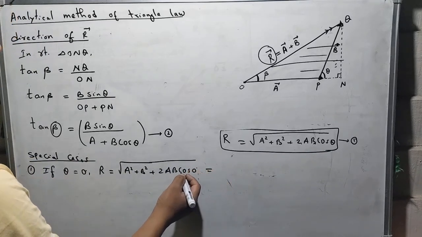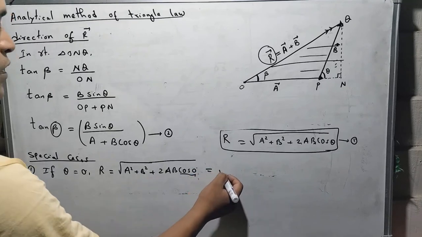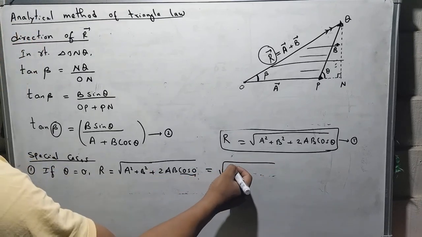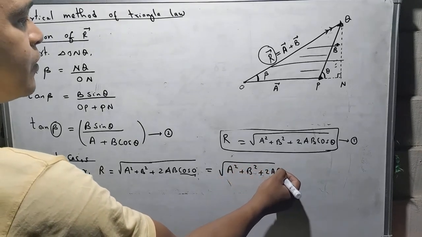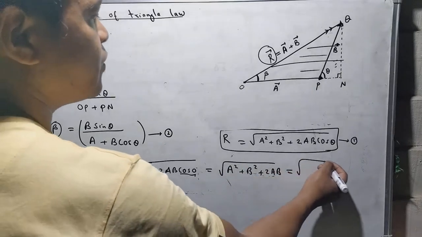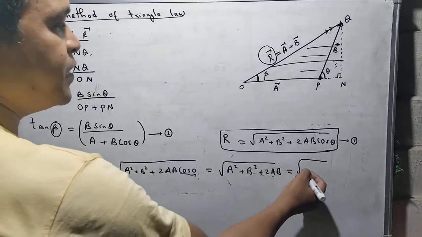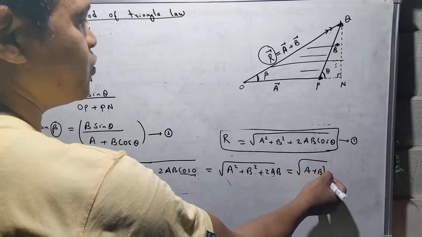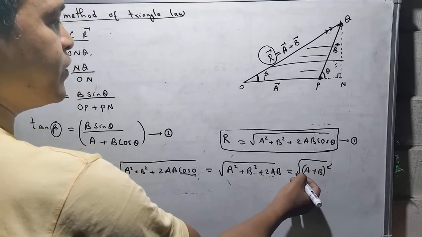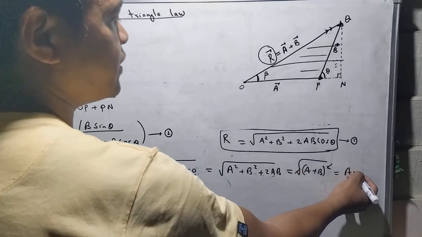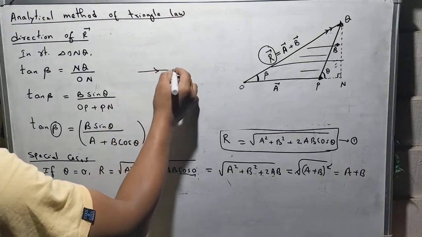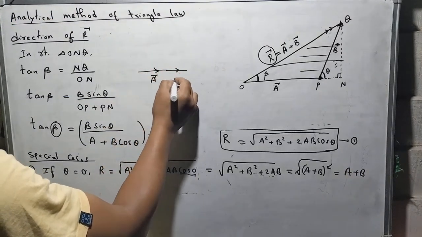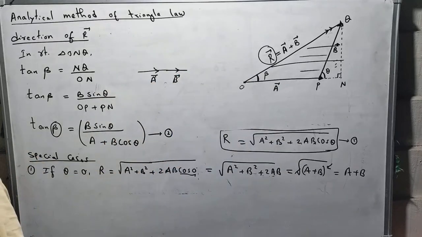And you know cos 0 is equal to 1. So 1 times 2AB will be 2AB. So next we will have R is equal to root over A square plus B square plus 2AB, which is equal to root over A plus B whole square. Now this square with this root cancels, so you'll have only A plus B. Okay, so when two vectors A and B are acting in the same direction, then the resultant vector, it will be acting in which direction?